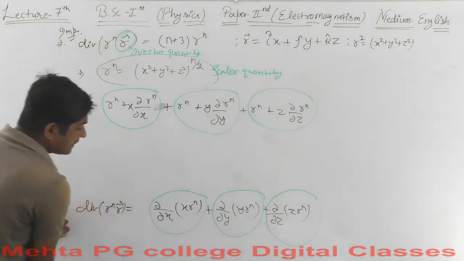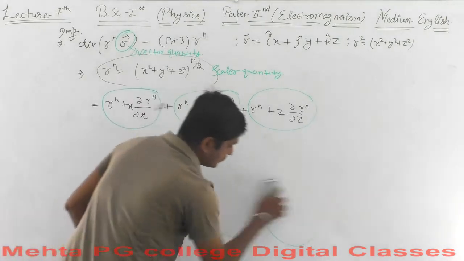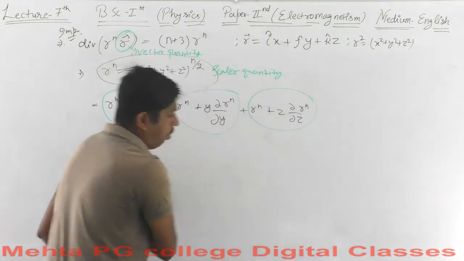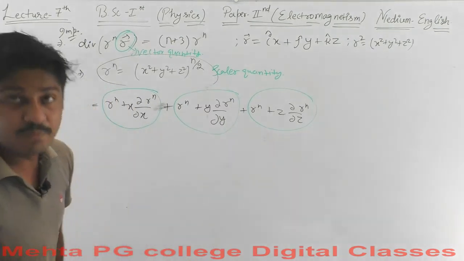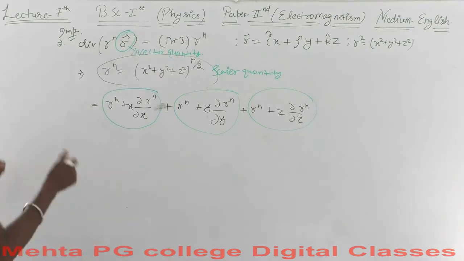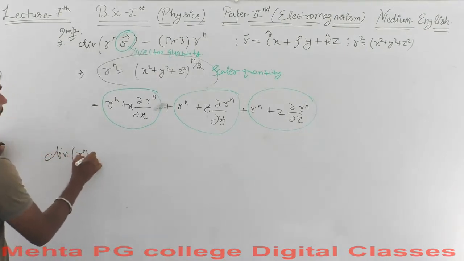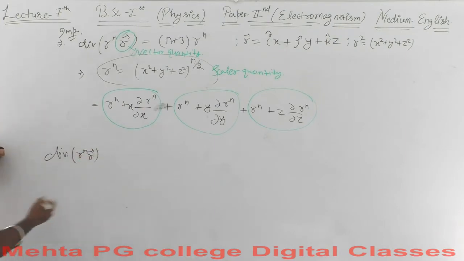I don't think we need it here. We will proceed further in our way. So let's proceed further, saying the divergence for r raised to power n and r vector.